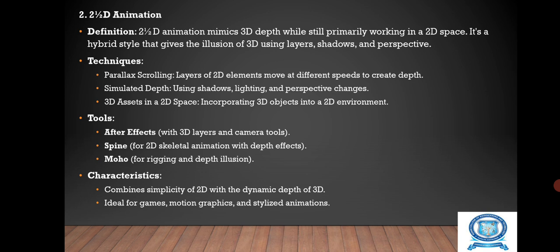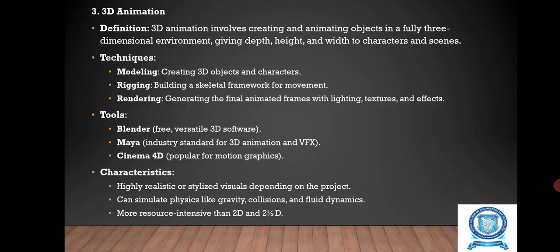3D assets in a 2D space, which is incorporating 3D objects into a 2D environment. After Effects, Spine, and Moho are the tools used for 2.5D animations. After Effects for the 3D layers and camera tools, Spine for 2D skeleton animation with depth effects, and Moho for rigging and depth illusion. The characteristics are that it combines the simplicity of 2D with the dynamic depth of 3D, ideal for games, motion graphics, and stylized animations.